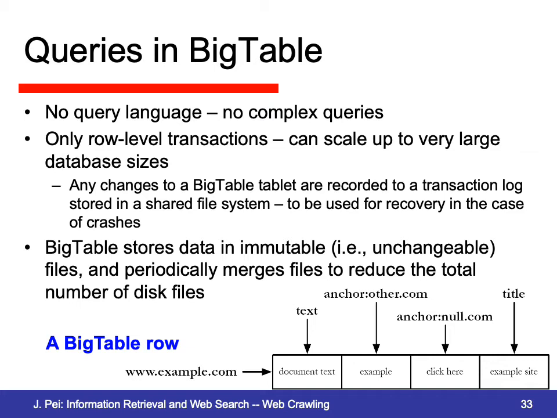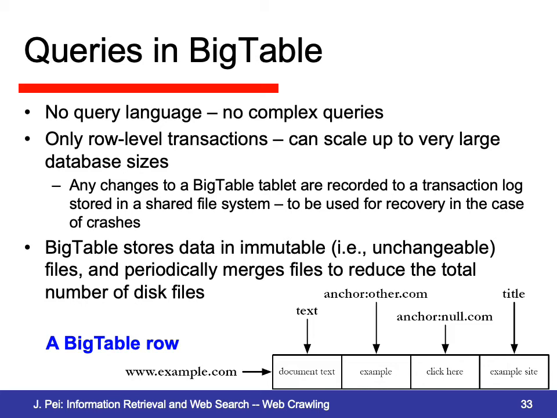For Big Table, there is no query language. There is no complex query. There are only low-level transactions which can be scaled up to very large database sizes. Essentially, a big table is a very, very wide table. Each row is a URL, a web document. It contains many attributes such as the text, the authors, the title, and so on.